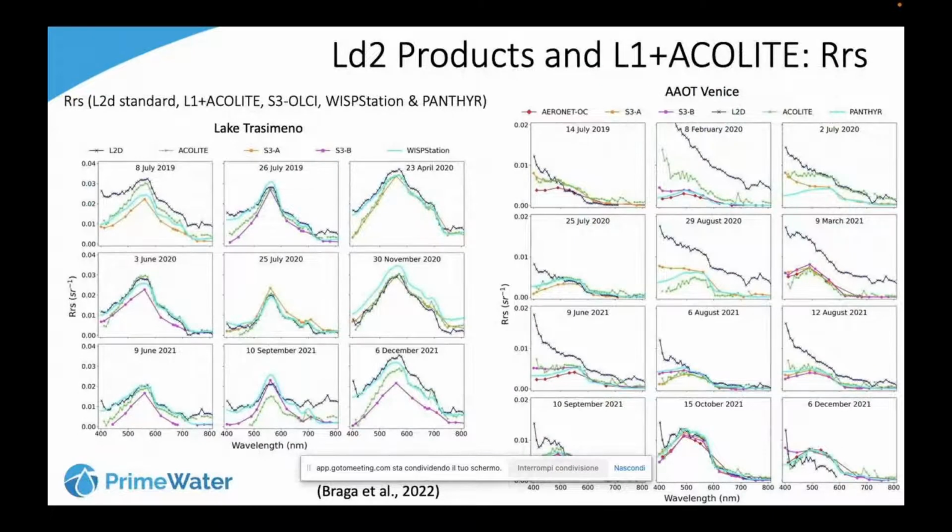These are some graphs from the paper of Braga, in which we did the comparison of level 2D standard products in blue in both Lake Trasimeno and in a site in Venice, the first one being a very turbid water body and the second one a clear water from the sea. Level 2D are plotted against the results starting from level 1 products when applying ACOLITE, and in this case with Sentinel-3. All of them plotted with respect to the WISP station.